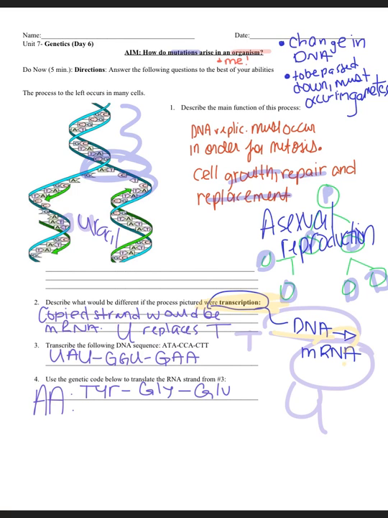For the first codon UAU, you should have found amino acid code TYR. For GGU, you should have found amino acid code GLY. And for the last codon GAA, you should have found amino acid code GLU. Good job.